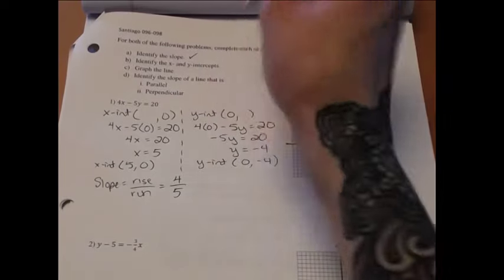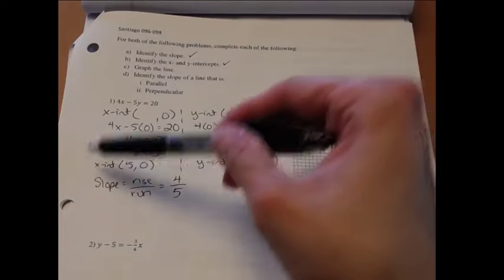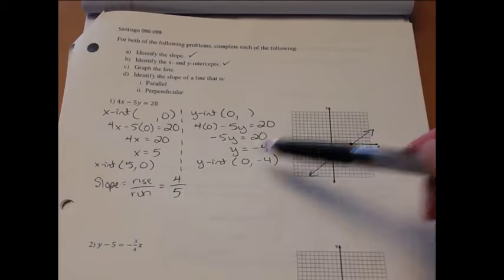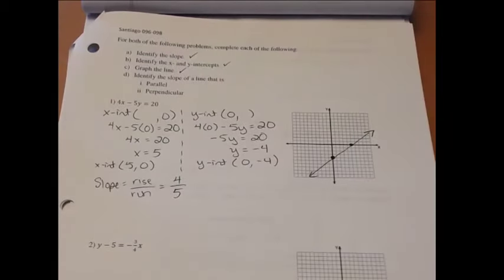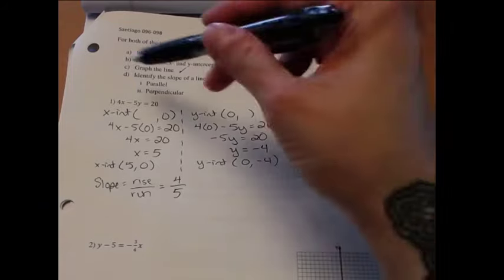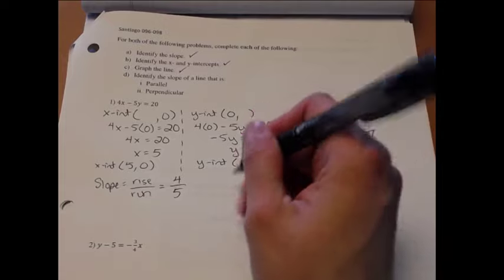That takes care of A and B for this problem. The slope is 4 over 5. The x-intercept is (5, 0). The y-intercept is (0, negative 4). We've graphed the line, so that takes care of part C. And now we want to identify the slope of a line that's parallel and then a slope of a line that's perpendicular.